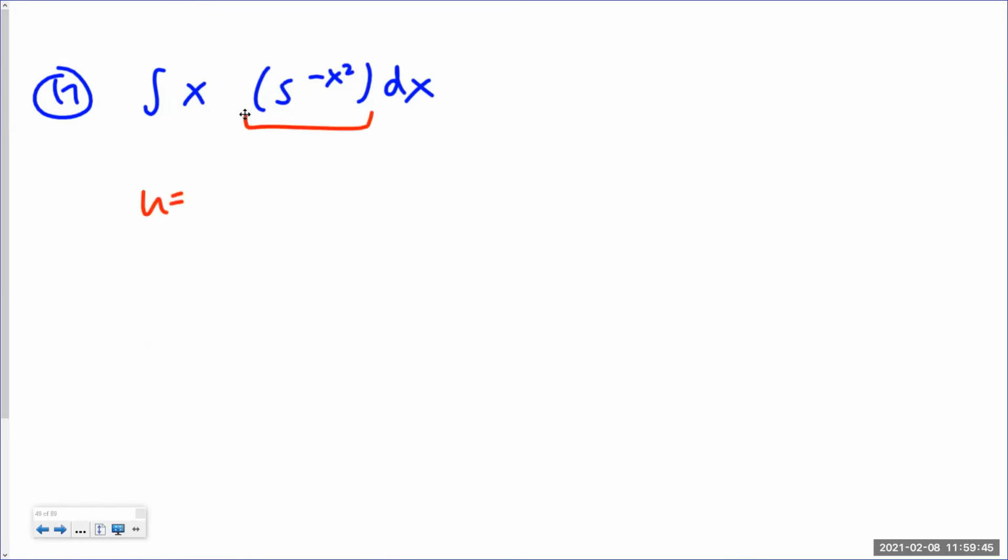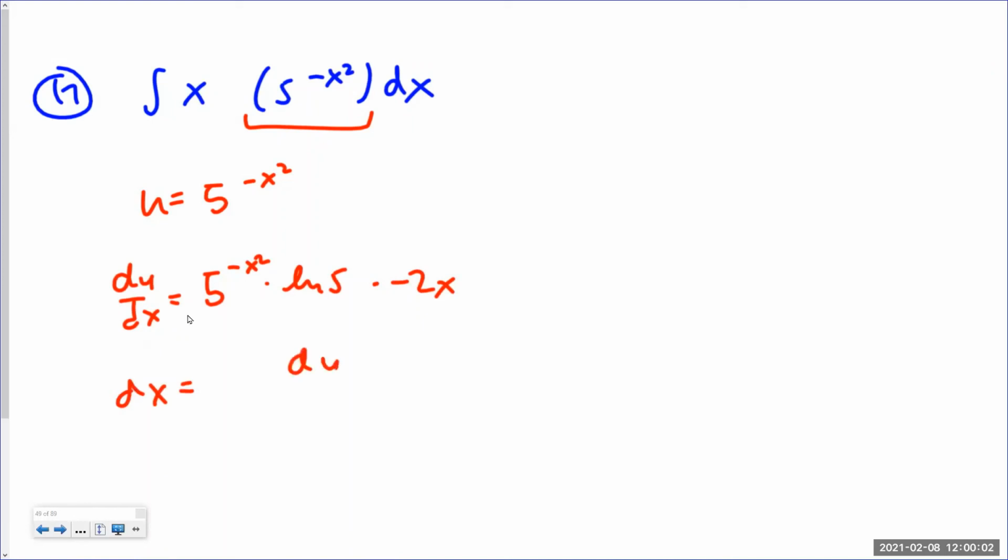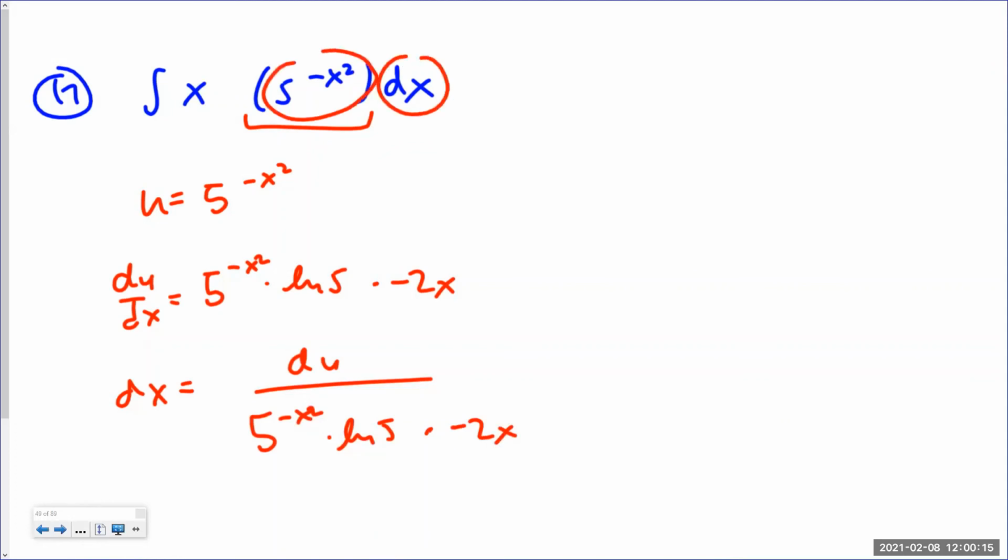Then if this is your u, I'm going to choose the wrong u because it's in parentheses. If I take the derivative of this, you see it's a to the u times ln of a times du dx. Then I solve for my dx, and sometimes your u will look like this. And remember, you can't multiply any of these things together. Then you replace two things, your u and your dx.